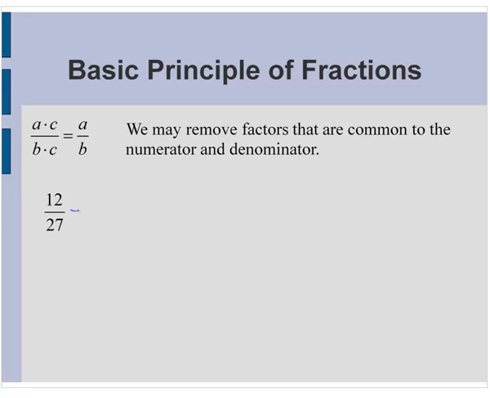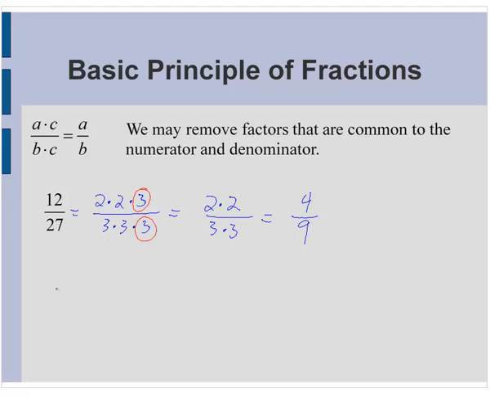Using the information shown in the previous slide, 12/27 is 2 times 2 times 3 over 3 times 3 times 3. We are allowed to remove the common factor of 3 and write it more simply as 2 times 2 over 3 times 3, which is 4/9.